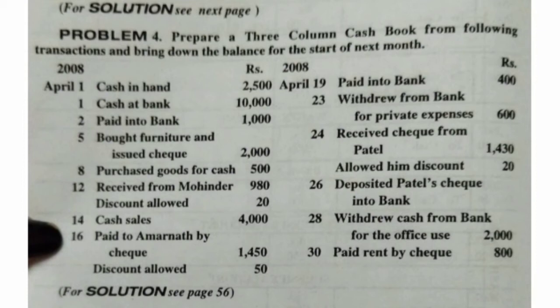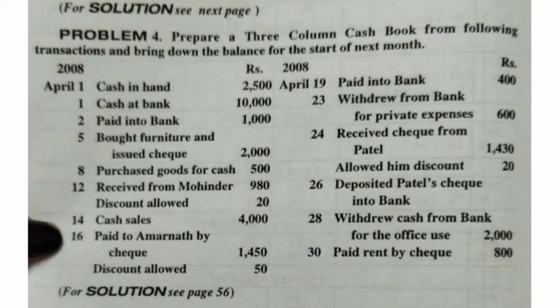Okay, next one, cash sales. Cash account debit to sales account. Cash is on the debit side, so sales will come on the debit side of the cash book, to sales with 4000 rupees. Paid to Amarnath by check and discount allowed.